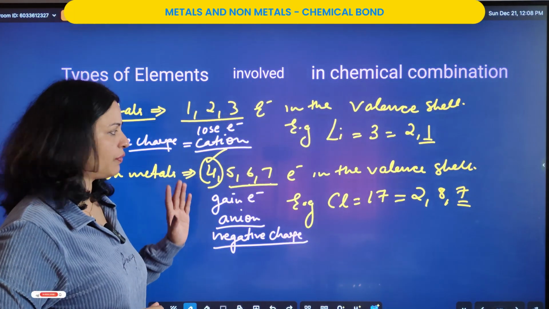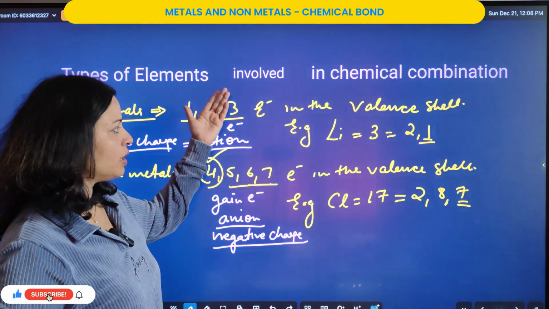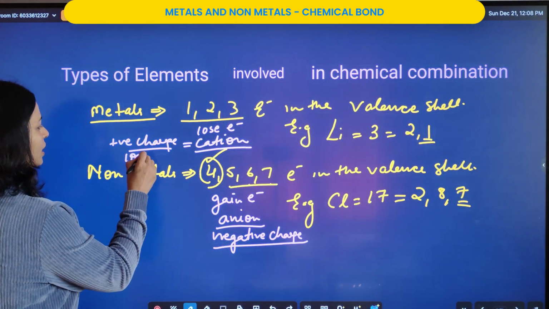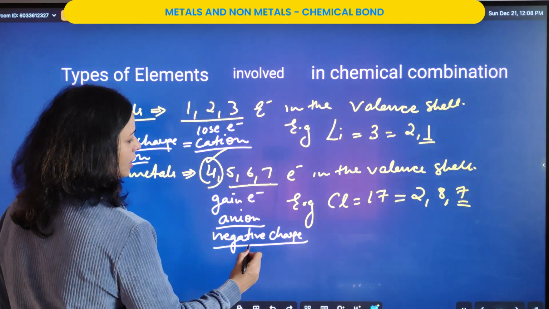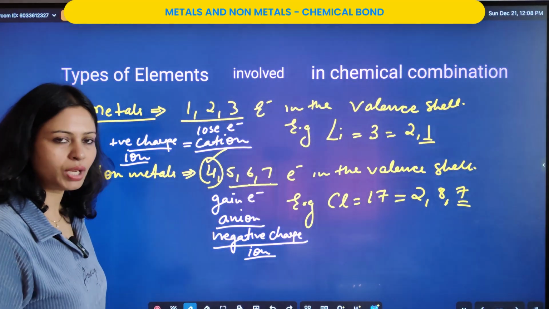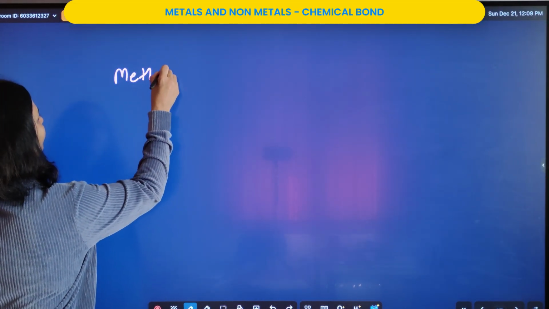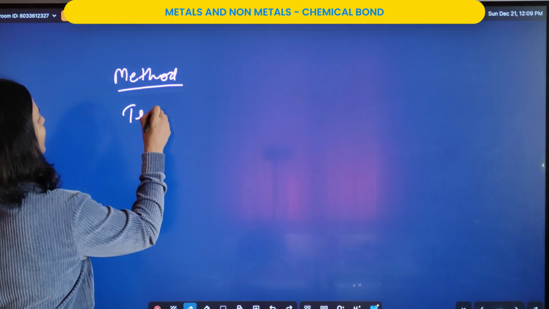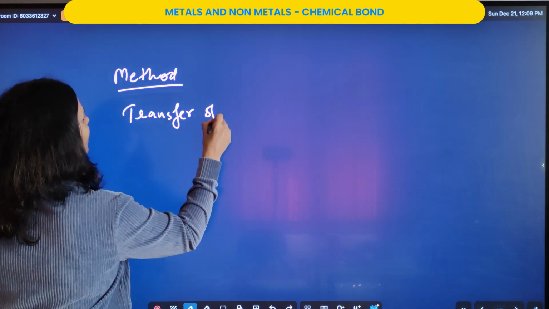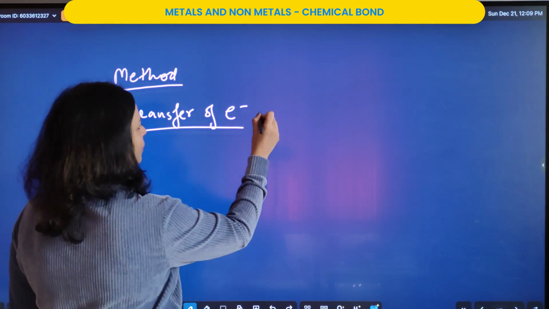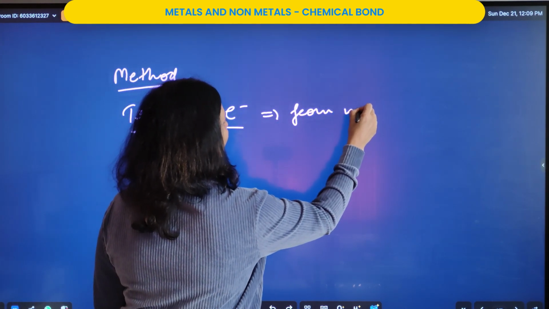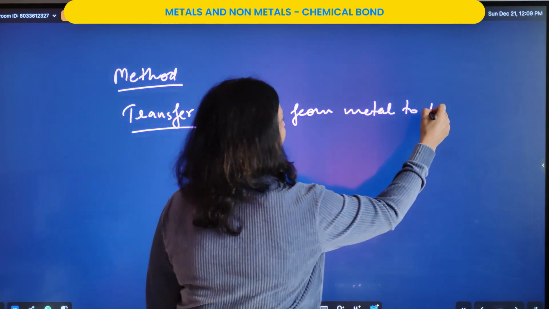There are two charged particles, ions. Once the metals lose electrons, they form positively charged ions, and the non-metals form negatively charged ions. Now the method used in the formation of a compound by a metal and a non-metal is the transfer of electrons from metal to non-metal.